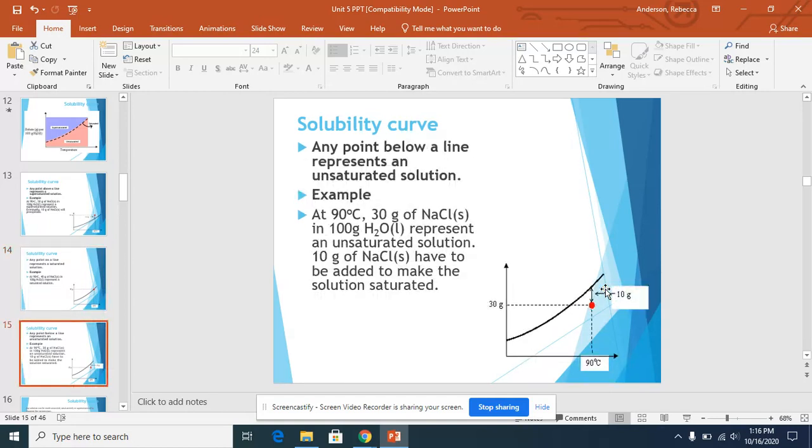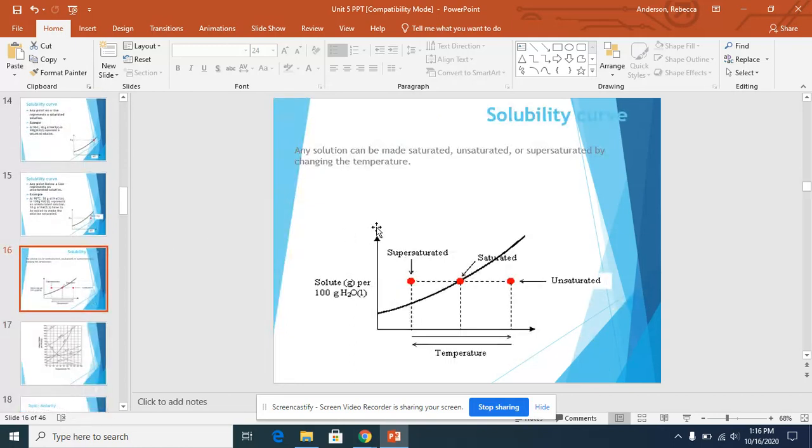And then at any point below the line is an unsaturated solution, which means it has less than the maximum. You can add more stuff to it without getting that maximum mark. So at 90 degrees Celsius and 30 grams of NaCl is right here. When we match those, it is under the line. And right here we can see it would actually need 10 more grams in order for it to be saturated. So since it's below, it would be unsaturated. So solubility curves, any solution can be made saturated, unsaturated, or supersaturated just by changing the temperature.